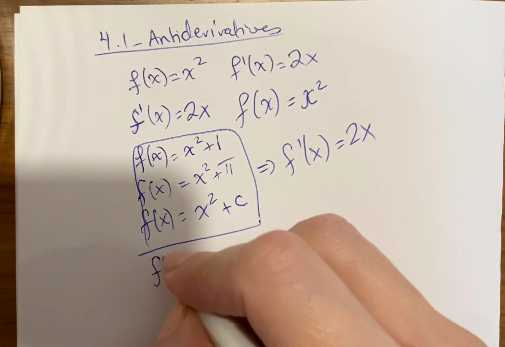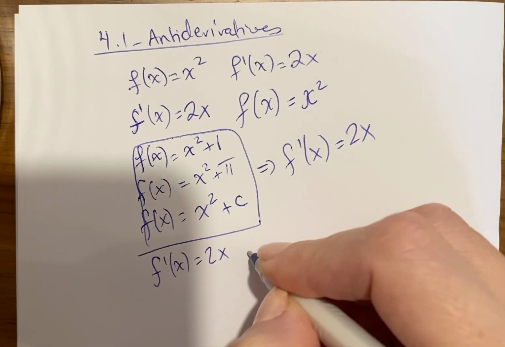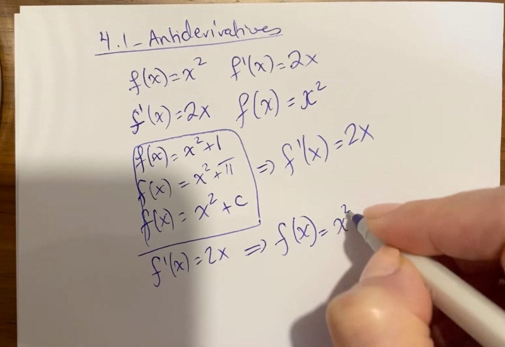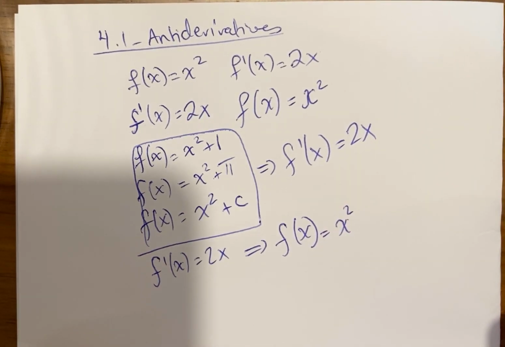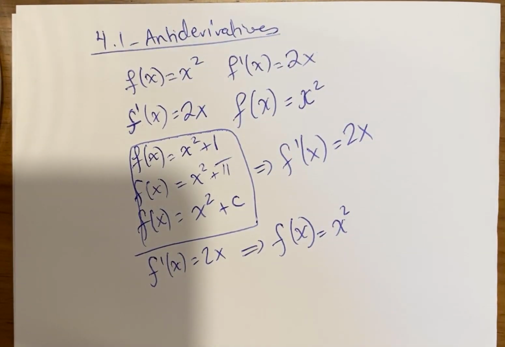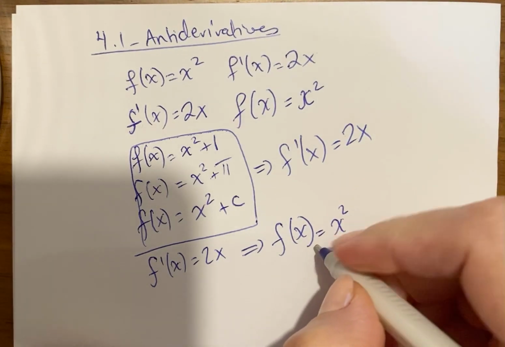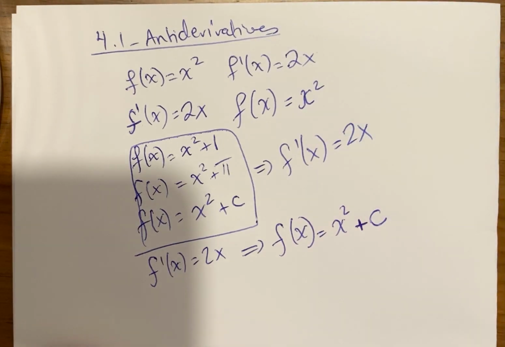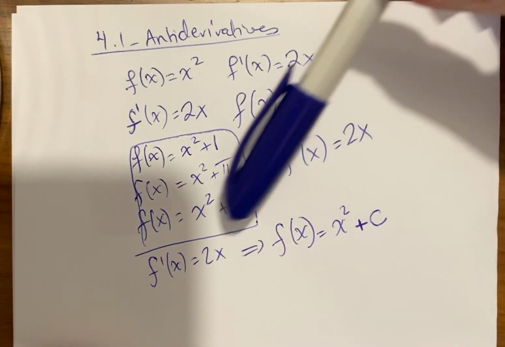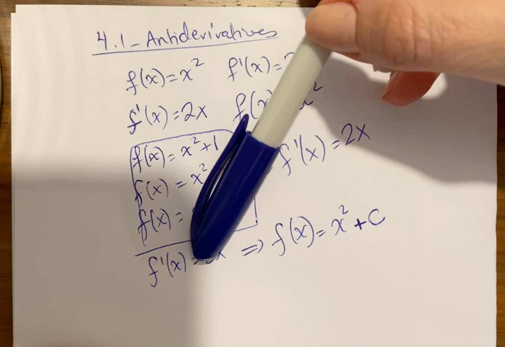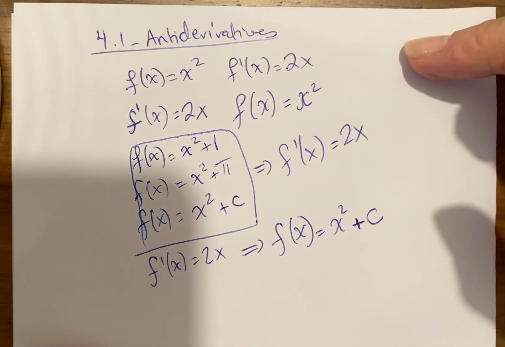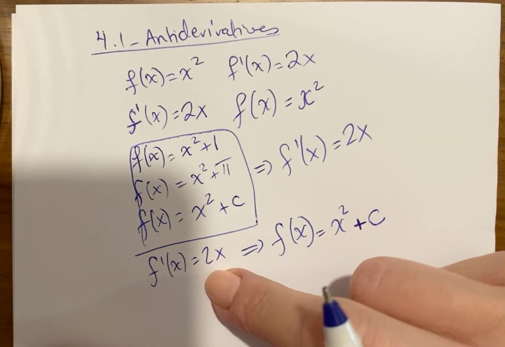So when I say the derivative is 2 times x and I'm asking what was the original function, I cannot say the original function is x squared only, because this is not true. This is only part of the truth. The original function could have been x squared plus any constant, because then the derivative would be 2x as well. That's why antiderivatives are not unique. We have an infinite range of functions that are antiderivatives of 2x.